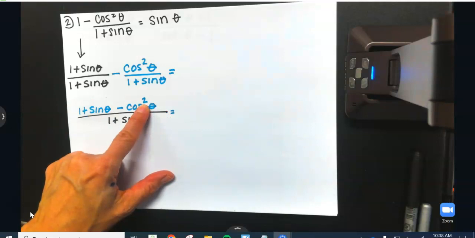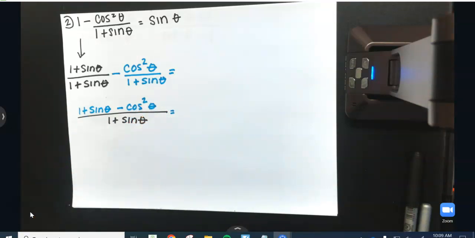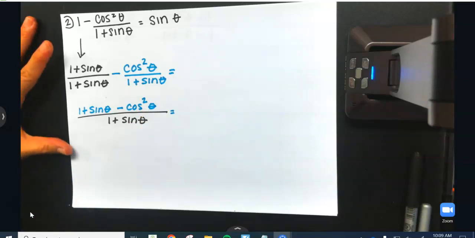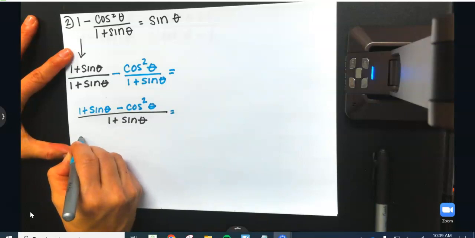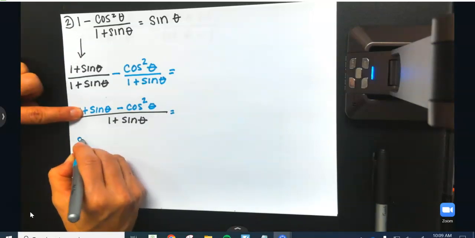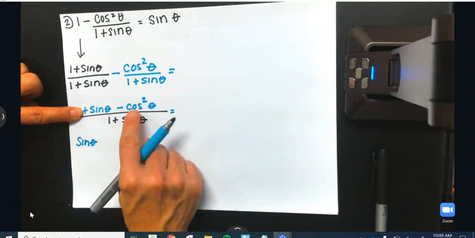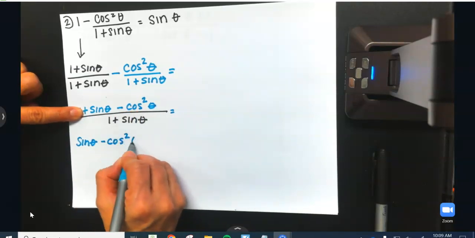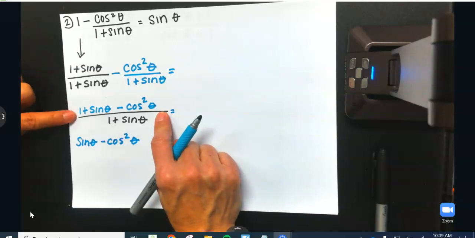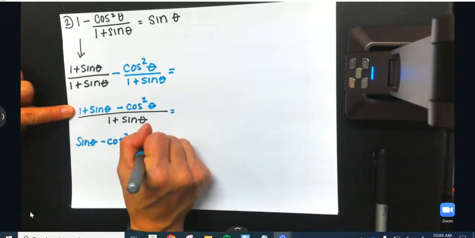It's probably going to be something like this on the board. Anytime you have a trig function squared, it's probably one of those things. Look, what if I change the way the top looked? I'm going to write sine theta first. I'm going to write minus cosine squared theta. And then see this 1, which is positive, by the way. It's positive 1. I'm going to put it over here.